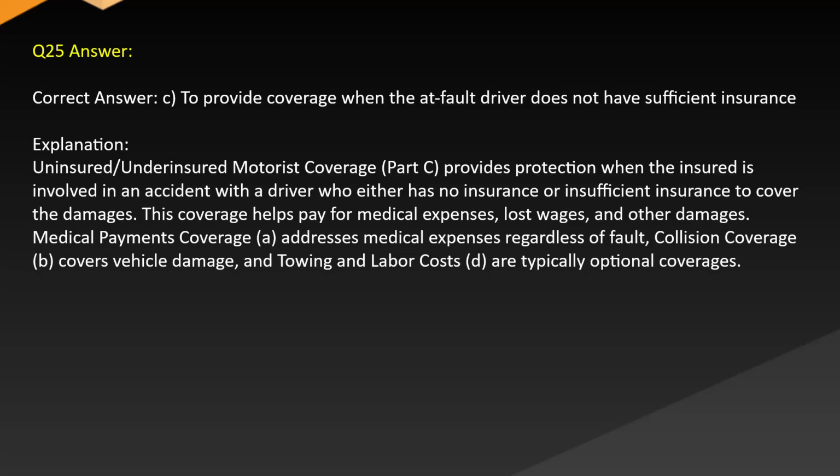To provide coverage when the at-fault driver does not have sufficient insurance. Explanation: Uninsured/underinsured motorist coverage, Part C, provides protection when the insured is involved in an accident with a driver who either has no insurance or insufficient insurance to cover the damages. This coverage helps pay for medical expenses, lost wages, and other damages.